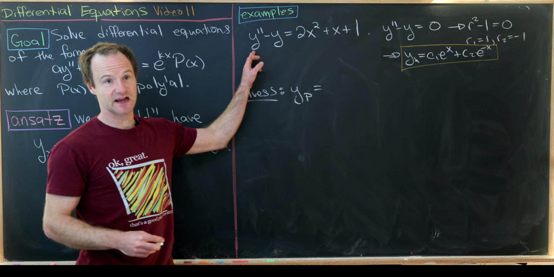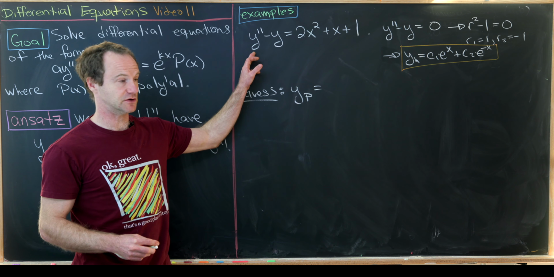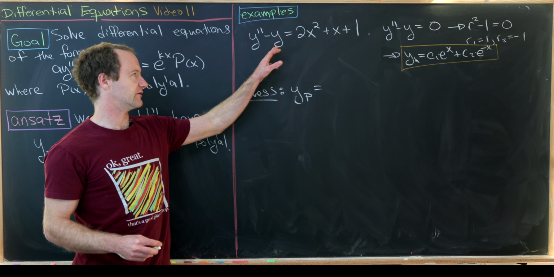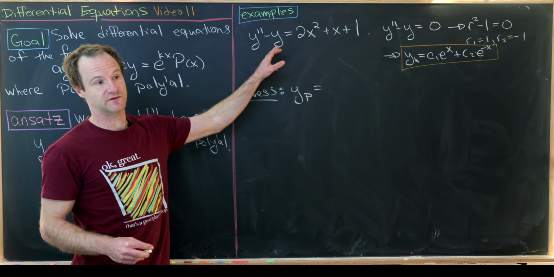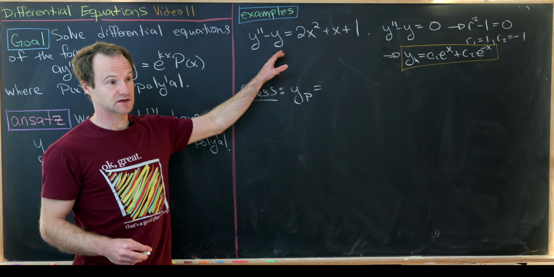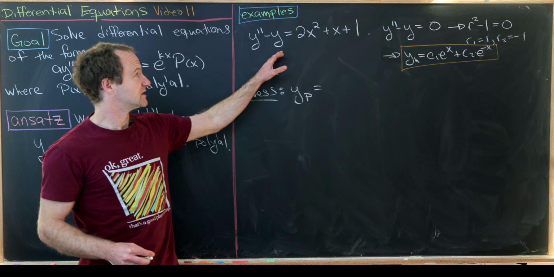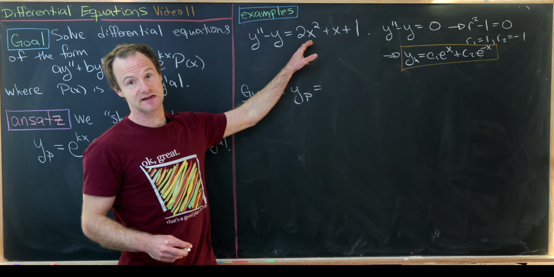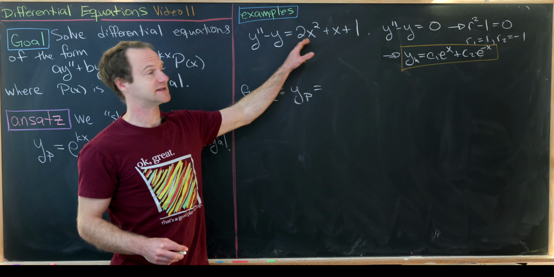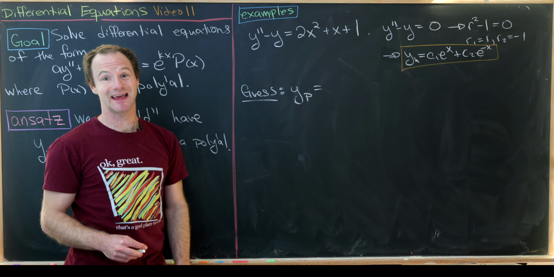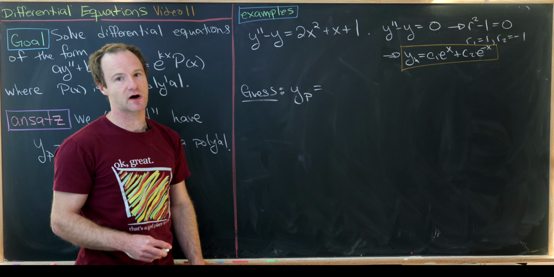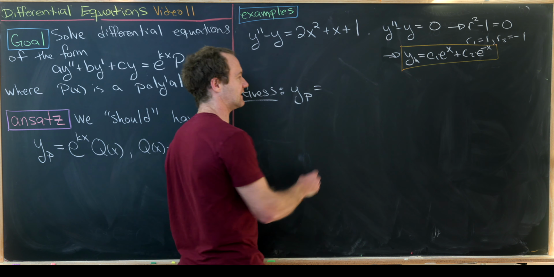Well, notice we've got a second derivative. That will lower the degree by 2. We have no first derivative, but we have a 0th derivative, the original function, which doesn't lower the degree at all. So, since we've got a second degree polynomial over here, it stands to reason that we should guess a second degree polynomial for our solution, and that's what we'll do.